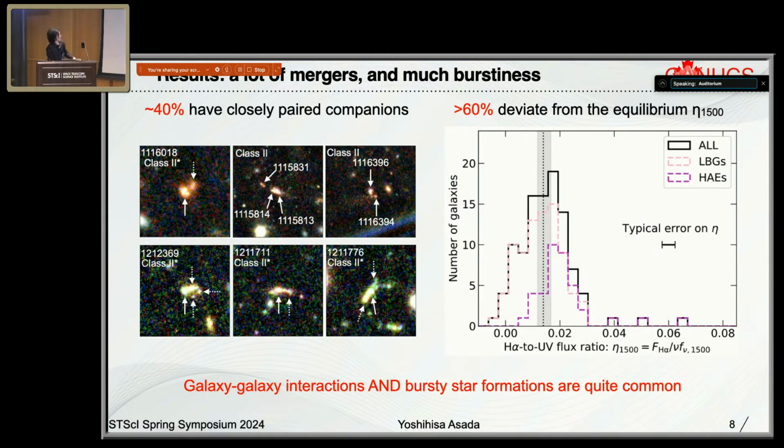Okay, let's move to the results. First, we noted that a large fraction of galaxies in the sample has a very closely paired companion at the same redshift range.